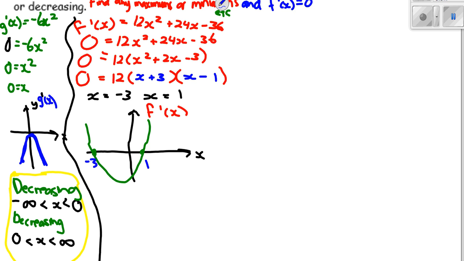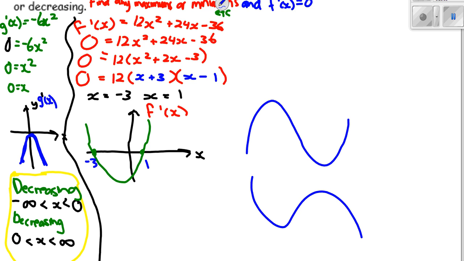The original function would have been increasing from negative infinity to negative 3, and from 1 to positive infinity, because it's got a positive gradient. So if it's a happy face, it increases. The original function is like one of those roller coasters, where it's got an increasing bit, a decreasing bit, and then an increasing bit.